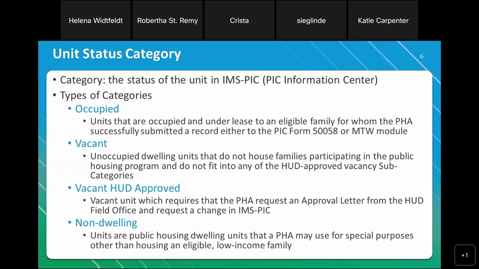These particular categories, again, are critical to have properly identified to help with the operating subsidy calculation for your authority, in particular the vacant HUD approved. Some of those, as you go in depth into the notice and review the chart, come with funding and without funding. So if you really want to maximize operating funding receipts to your housing authority, you want to go through this process and get these particular units properly identified.